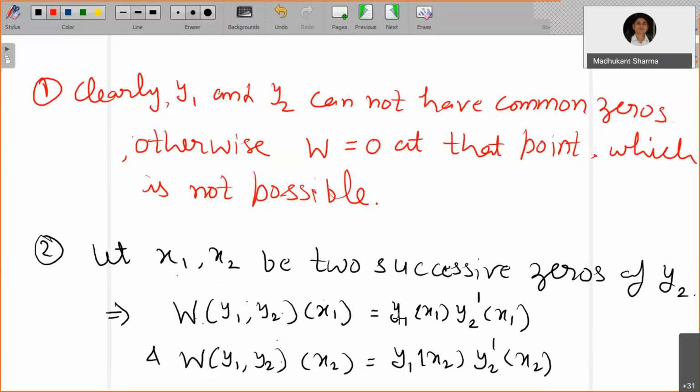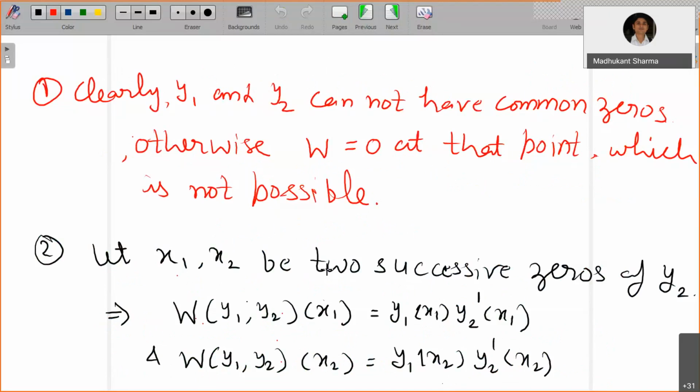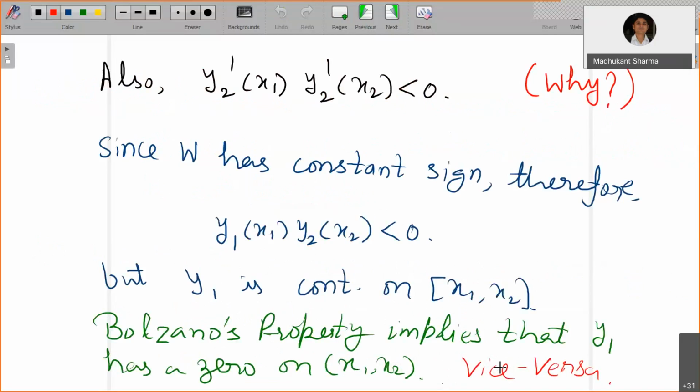So what you will get is y1 into x1, y2 dash at x1, y1 into x2, y2 dash at x2. Since they have the opposite sign, y1 at x1 into y1 at x2 will also be less than 0, because y2 dash at x1 and y2 dash at x2 is less than 0. So this product should also be less than 0. That's the only possibility. Now since y1 is continuous, Bolzano's property implies that y1 has a 0.